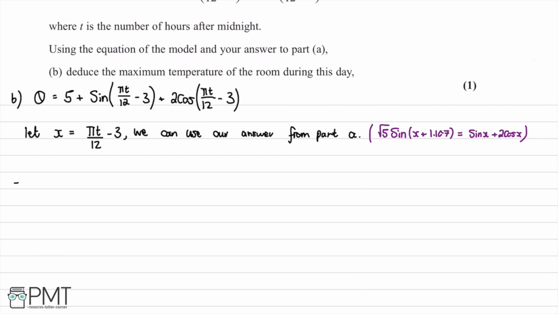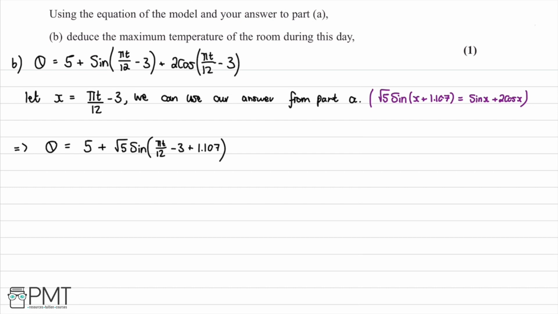So therefore, what we can say is that theta is going to be equal to 5, and then we can effectively replace all of this here with this, but this time x is going to be equal to pi t over 12 minus 3. So we'll have 5 plus root 5 of sine, and this time we'll not have x, we'll have pi t over 12 minus 3 plus our alpha, which is 1.107.